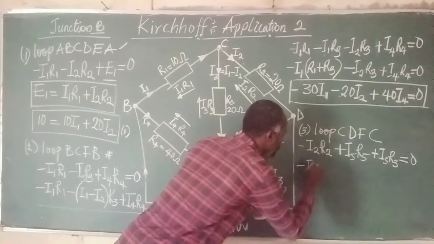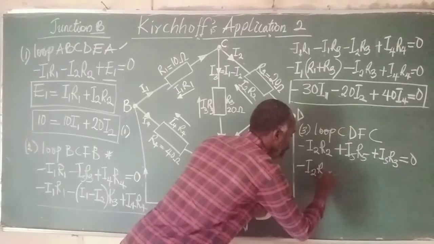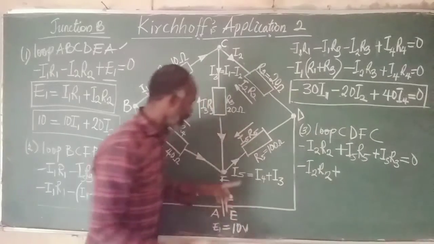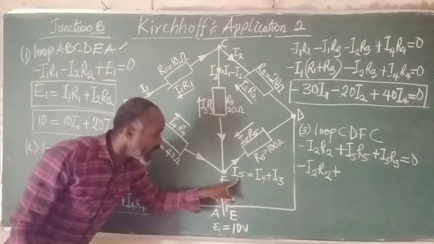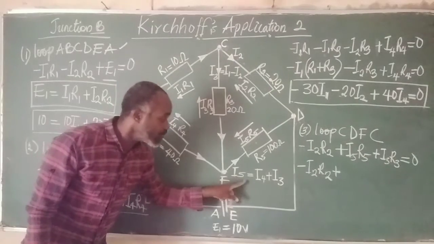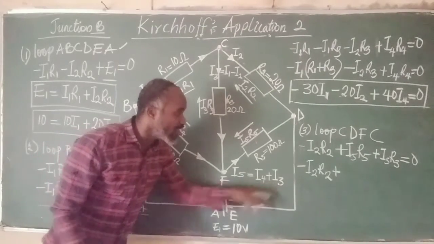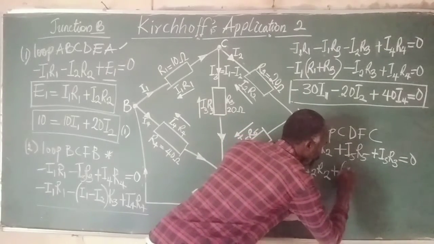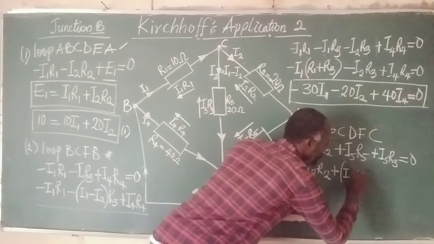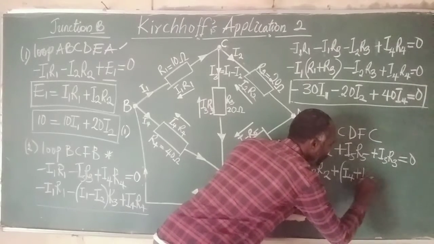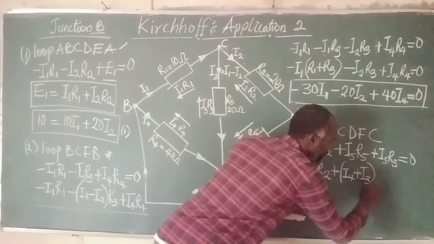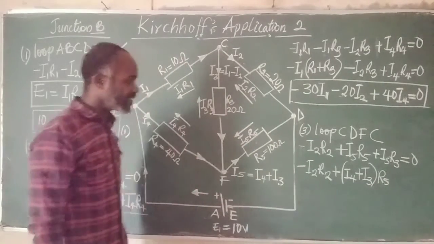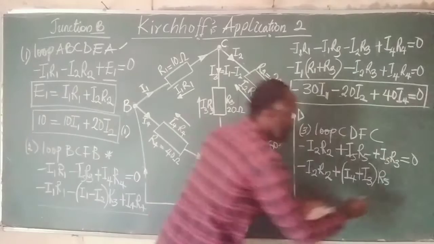Here we have I2, we retain I2 R2, but we are going to split these. Look at this. Current 5 is split into current 4 plus 3. So in place of current 5, we substitute current 4 and then current 3. Then R5. Good. The same thing happens here.